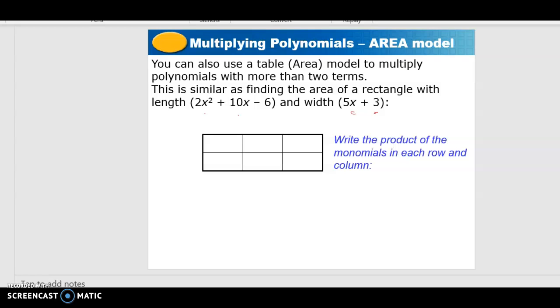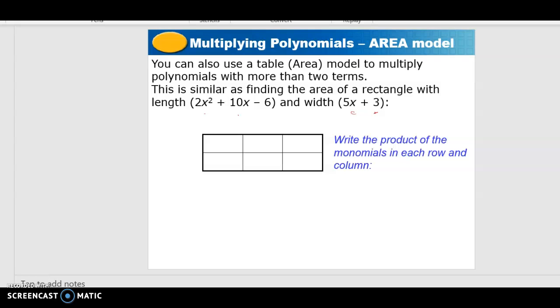All right, guys, I am trying to screencast using a different program, Screencast-O-Matic, which actually allows me to go back and re-record things if I make mistakes. So here we go, let's try. We're going to learn a new way to multiply polynomials.